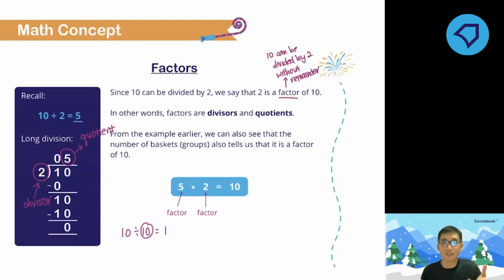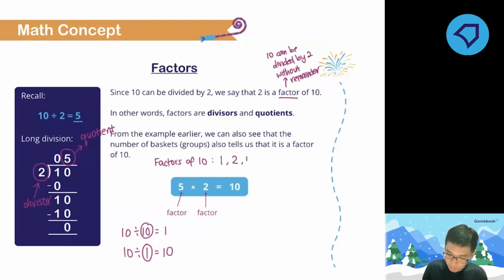And yes, Zishan, thank you. Gavin as well, thank you. All right, 10 divided by 1, right? 1 is also a factor of 10, right? Because when we take 10 divided by 1, we get 10 without any remainder as well. So 1 here, which is your divisor, is also a factor. So altogether, your factors of 10 are 1, 2, 5, as well as 10. These are the 4 numbers, 1, 2, 5, and 10, that can divide 10 exactly without any remainder.